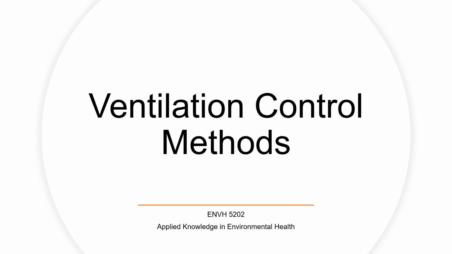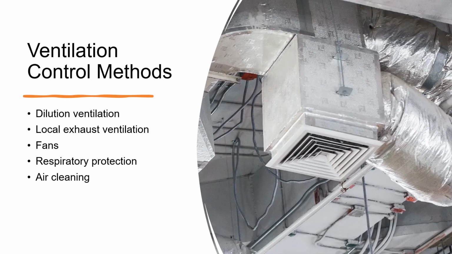Now that we have discussed the very basics of ventilation, airflow, and airborne contaminants, we can discuss how to implement methods that can help control those hazards. There are a few different categories of methods for controlling airborne hazards, particularly in the workplace. These include dilution, exhaust, fans, and respiratory protection.